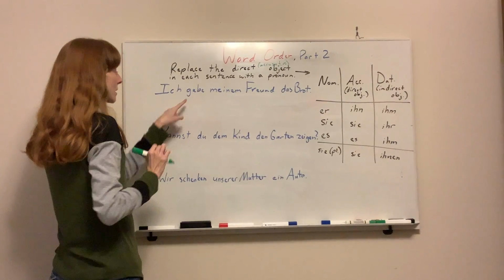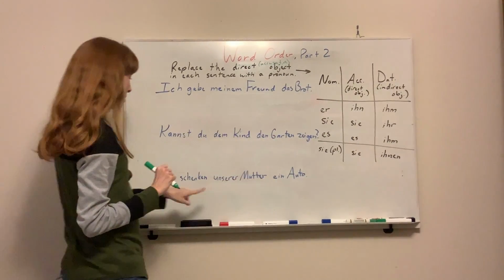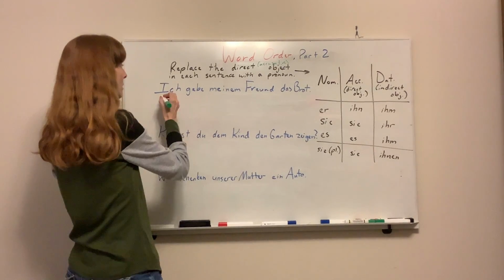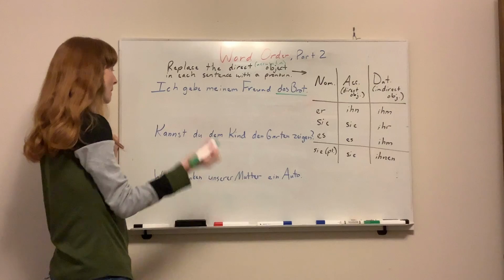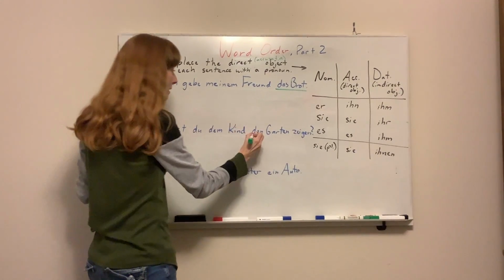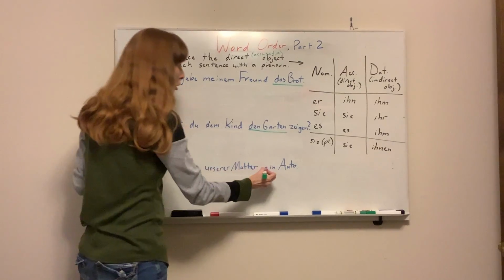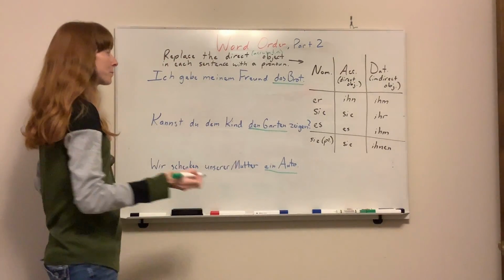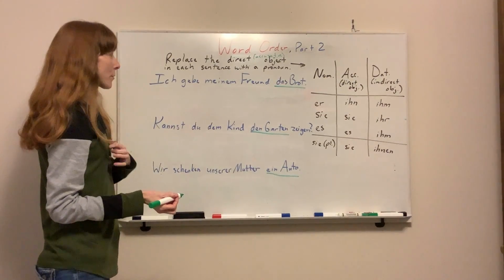First thing we need to do is actually find the direct object. The direct object is the thing being given, being shown. In my first sentence, the bread is the thing being given, das Brot. Second sentence, the garden is the thing being shown. And in the third one, the car is the thing being given. Okay, so that's out of the way.